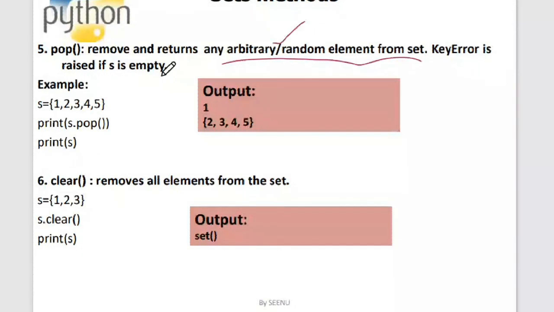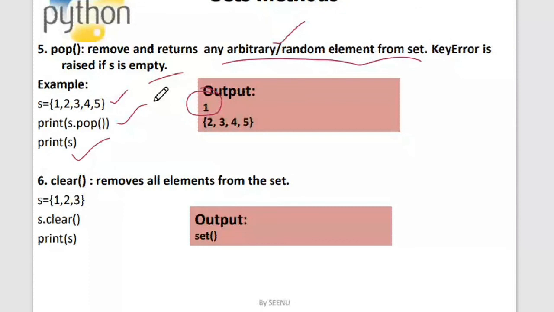So I have a set which is 1, 2, 3, 4, 5, and I said S dot pop, and it has removed 1 from the set for me. And when I try to print S, I have 2, 3, 4, 5 in the set. Okay, so this is pop. Is pop clear to everyone? Yes, ma'am. It can remove anything. In this case, it has removed 1, but it can remove anything from the set.